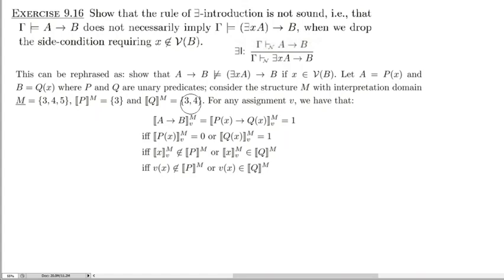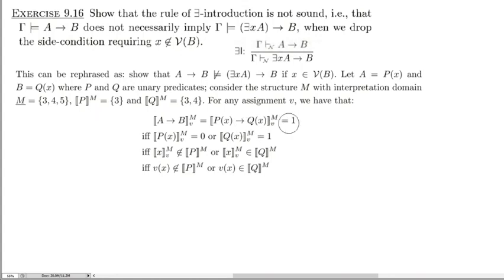Okay, so we're going to show that for any assignment V, we have that A implies B under M and V is satisfied, is true. So which is just that A implies B is satisfied under gamma. I'm going to show that this holds. So for A implies B to be true, we have to have that P of x implies Q of x under M and V is 1.